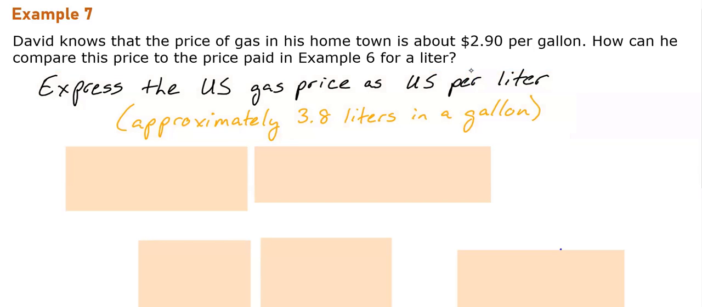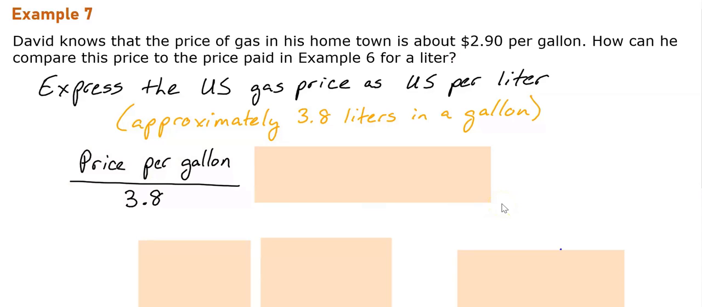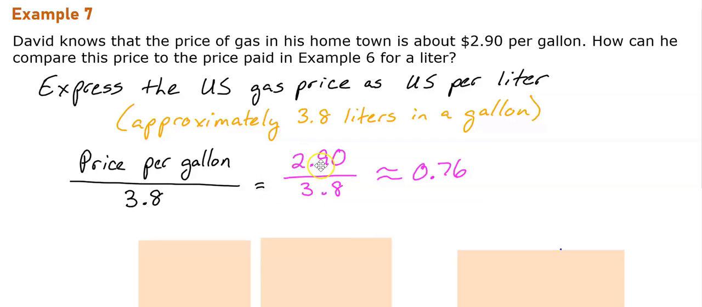So we want to express our US gas price as a US price per liter. We know, once again, there's approximately 3.8 liters in a gallon. So what we would need to do is change our price per gallon and divide it by 3.8 because there's 3.8 liters in a gallon. So 2.9 divided by 3.8 is approximately 76 cents.